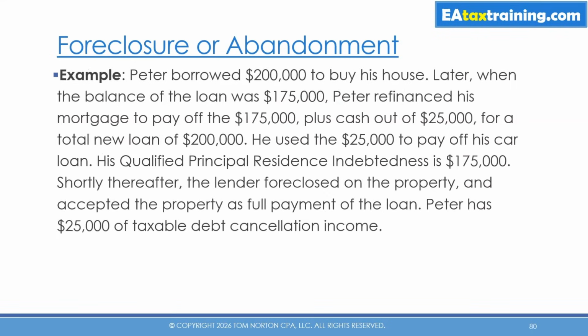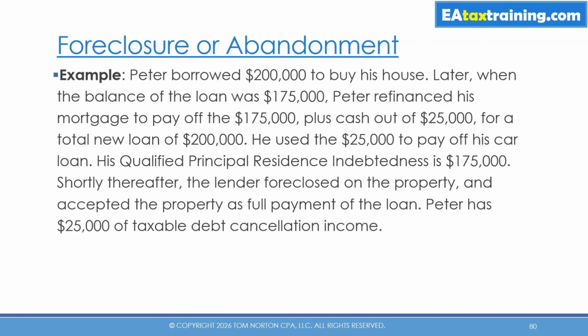So let's look at an example. Peter borrowed $200,000 to buy his house. Later, when the balance of the loan was $175,000, he refinanced his mortgage to pay off that $175,000 of the old loan, plus to cash out $25,000 to pay off his car loan. His qualified principal residence indebtedness is $175,000. Shortly thereafter, the lender foreclosed on the property and accepted the property as full payment of the loan. Peter has $25,000 of taxable debt cancellation income.